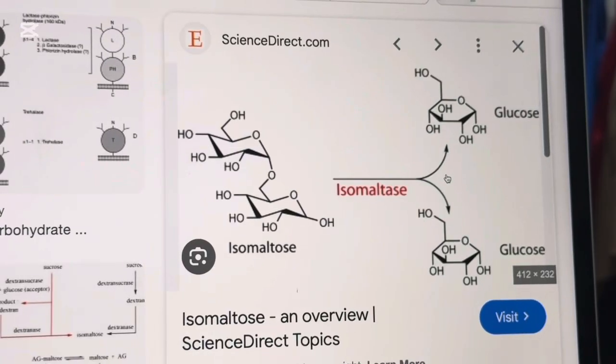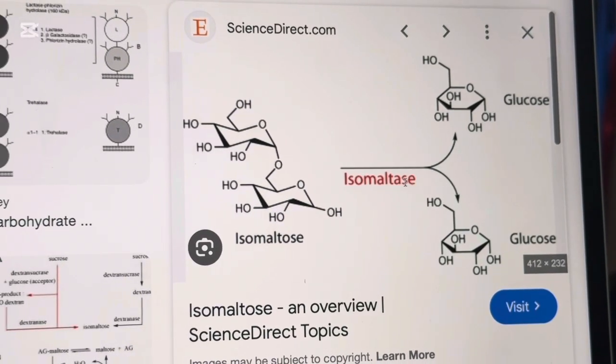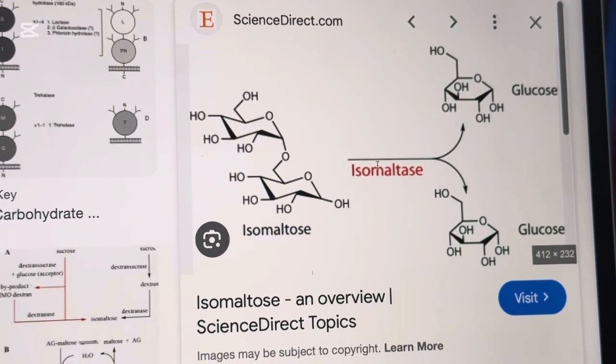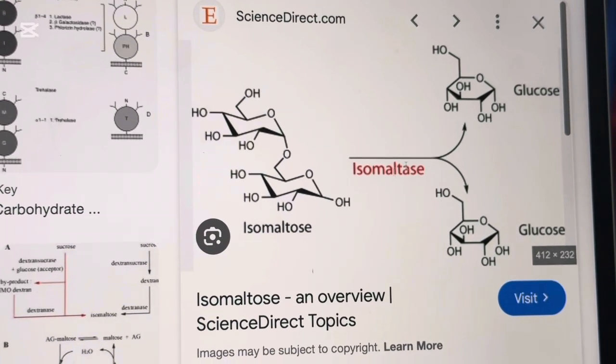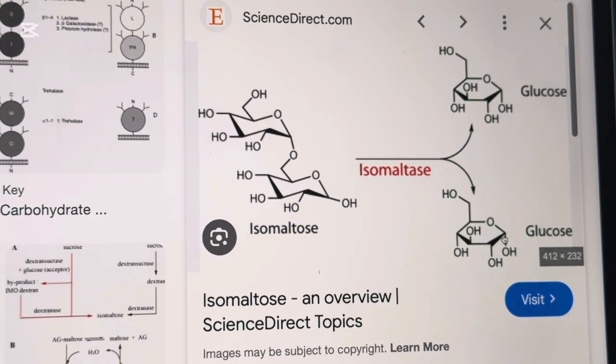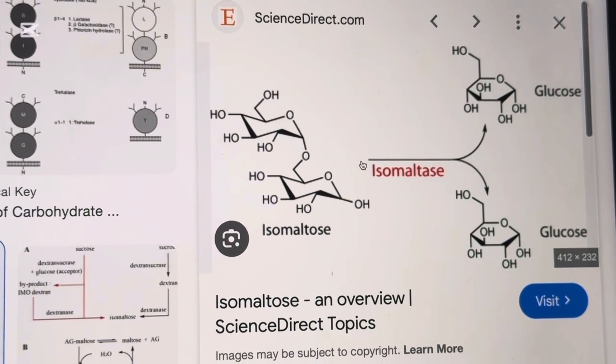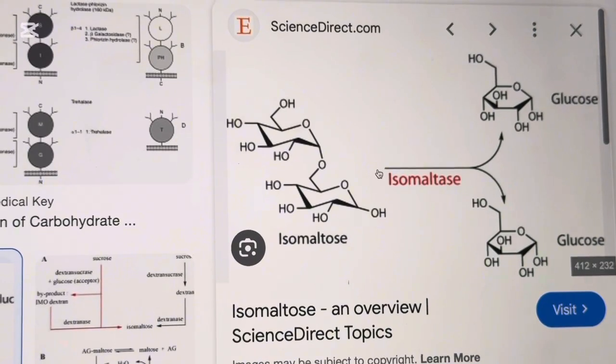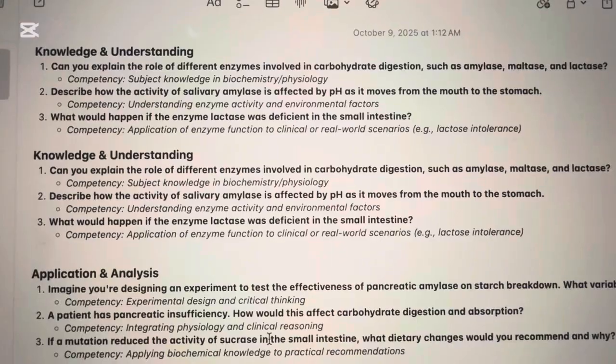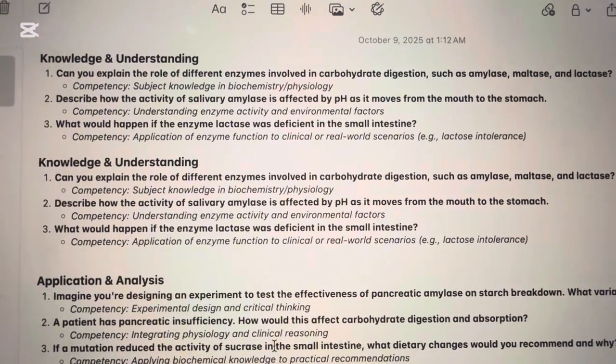Okay? Getting down to isomaltose, these disaccharidases will digest isomaltose into glucose and glucose. And the source remains the same, that is the brush border, which is the enterocytes. So we have reached the end of this video lesson.